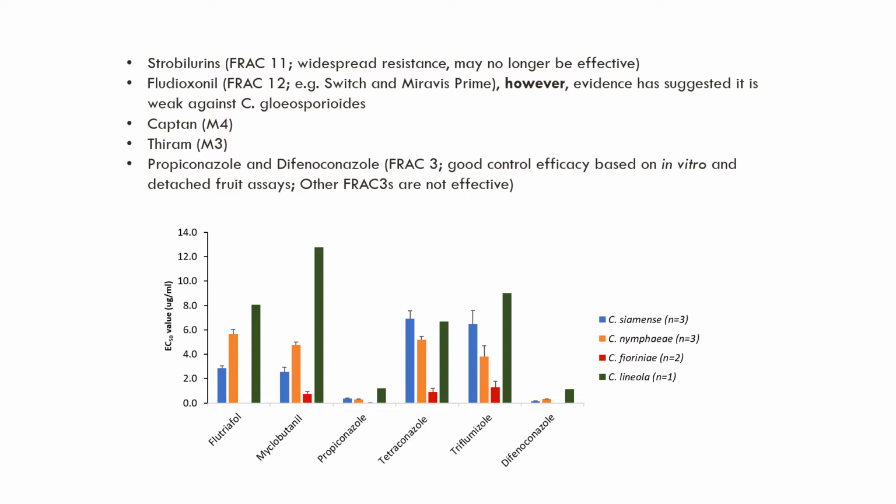The figure below showed EC50 values of different Colletotrichum species causing strawberry anthracnose for different active ingredients within DMI fungicides. As you can see, propiconazole and difenoconazole work very well across all those species, whereas other DMI fungicides are weak for certain species.